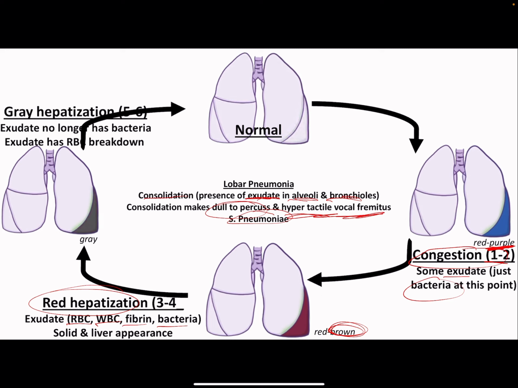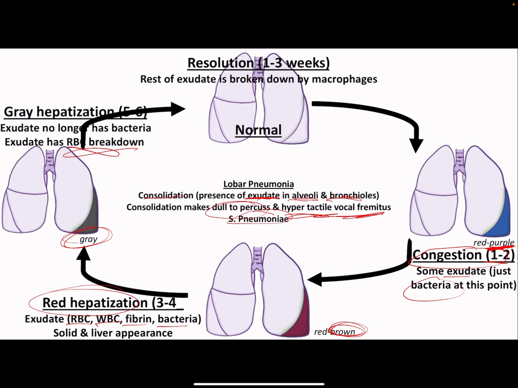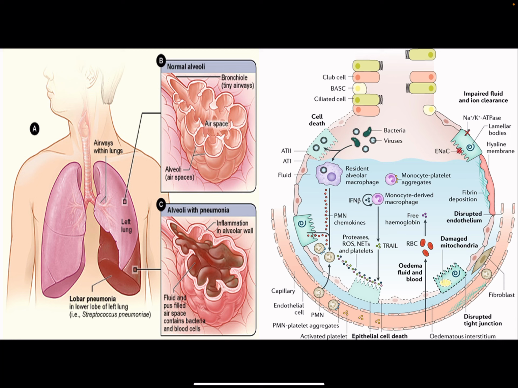The lung is going to look a little bit more solid and liver-like in gross morphology, but as well on the chest X-ray. And then we have the gray hepatization, where now the red blood cells are being broken down in the exudate, and that makes it look gray, and then the bacteria have been cleared out. A couple more weeks after that, the rest of the exudate is broken down, and it gets back to normal. So again, the whole idea is that the consolidation is because it's filled with fluid.